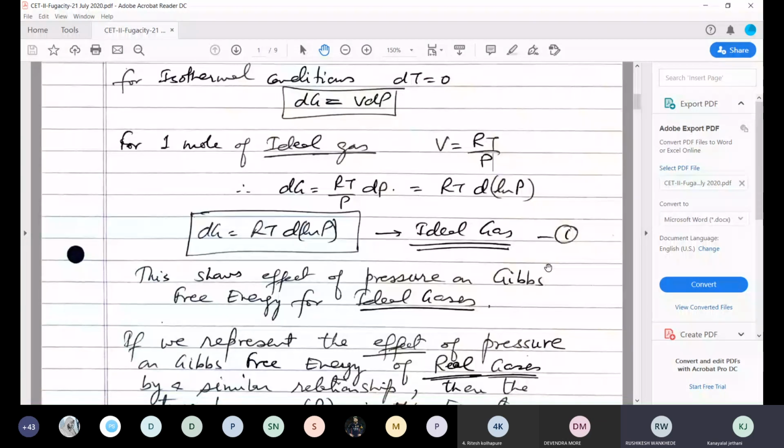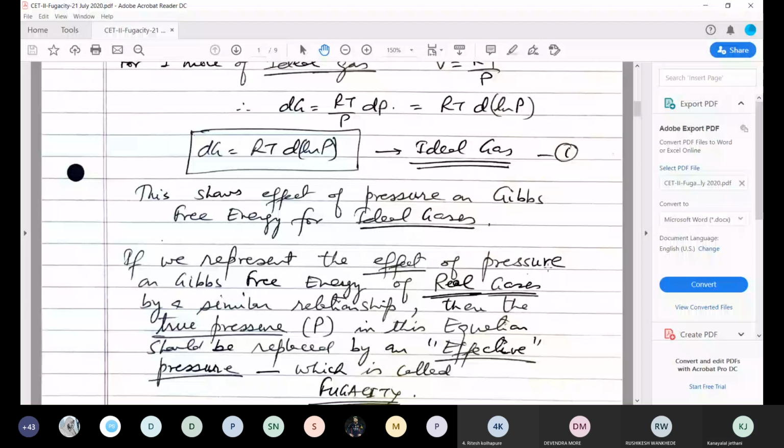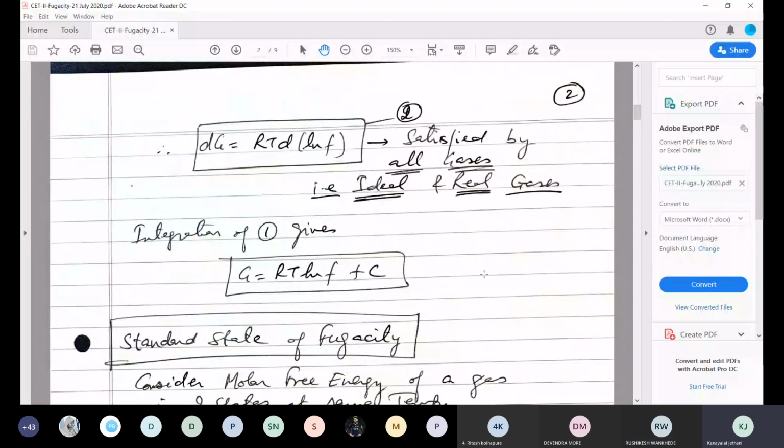Clear? Why are we defining this? For ideal gas, pressure can be used as a means to calculate Gibbs free energy change. Similarly we define for real gas, because for real gas pressure is not important. What is important is what we are defining as fugacity, the pressure for ideal gas.